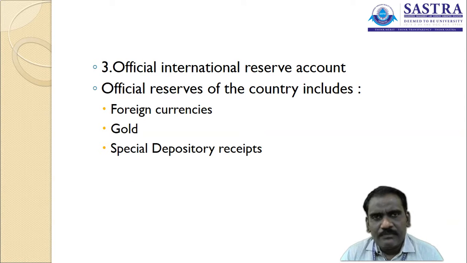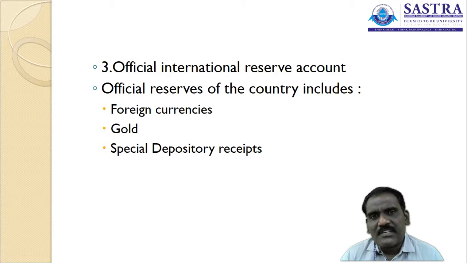And the third one is the official international reserve account. The official international reserve account includes the reserves of foreign currencies. Not only storing the value of gold, they also store foreign country currency, which is going to strengthen the country's currency in the international market. And the gold reserves also make the currency value strengthen in the international market.